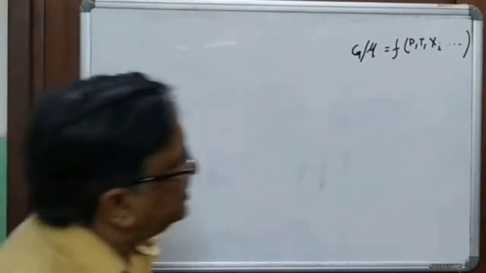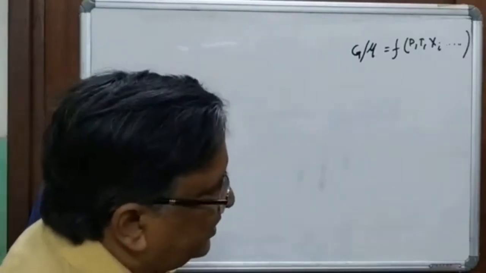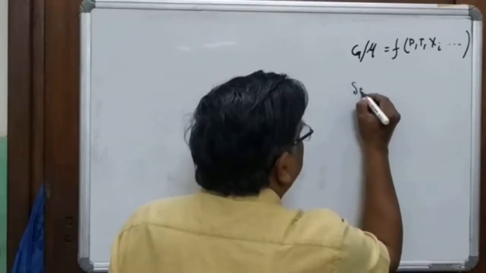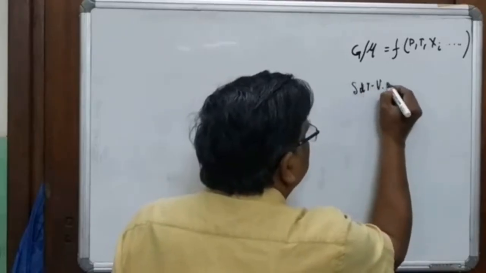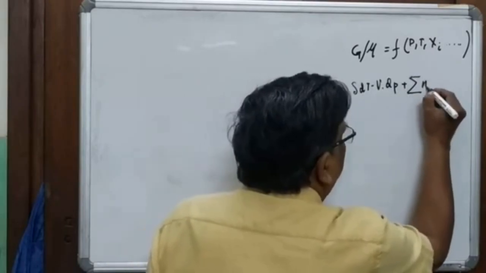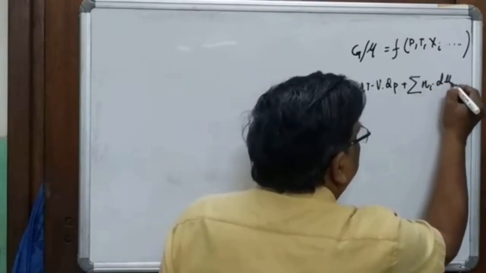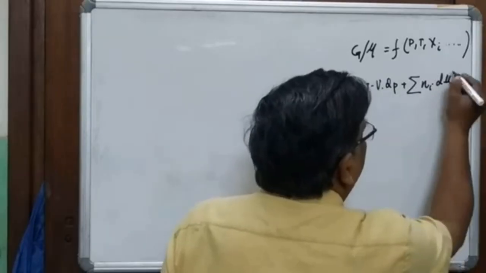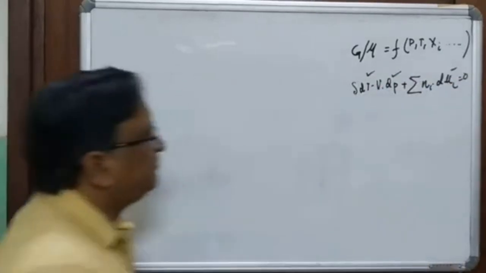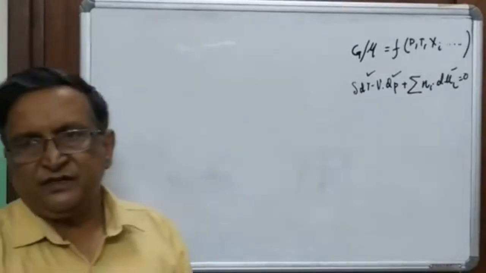And these parameters come in the Gibbs-Duhem equation as S dT minus V dP plus sigma Ni d mu i is equal to 0. All these are intensive variables.